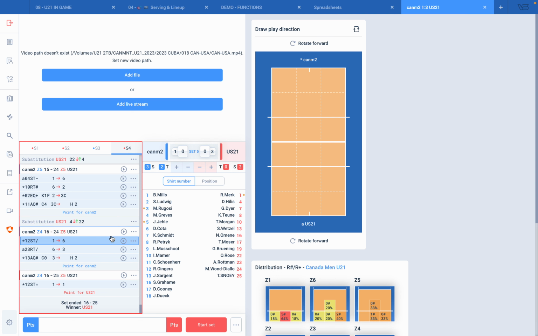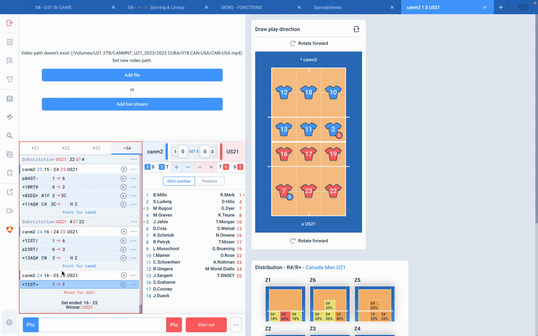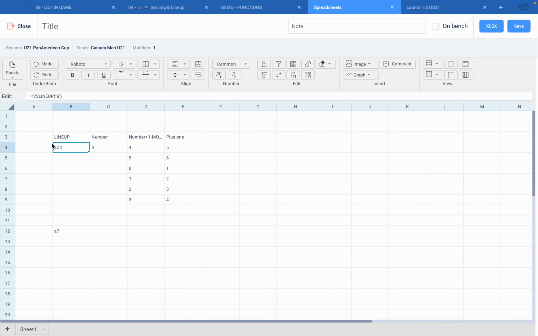If you go into set 4, the last point they were in zone 5, so the setter was in 5. Of course, the next rally doesn't exist because they won. But the next rally would have the setter in zone 4, which is what I see here. So my setter is in zone 4. Once you pass this AZ4 to the same lineup, it gives you the number of the player, which is what we're looking for.